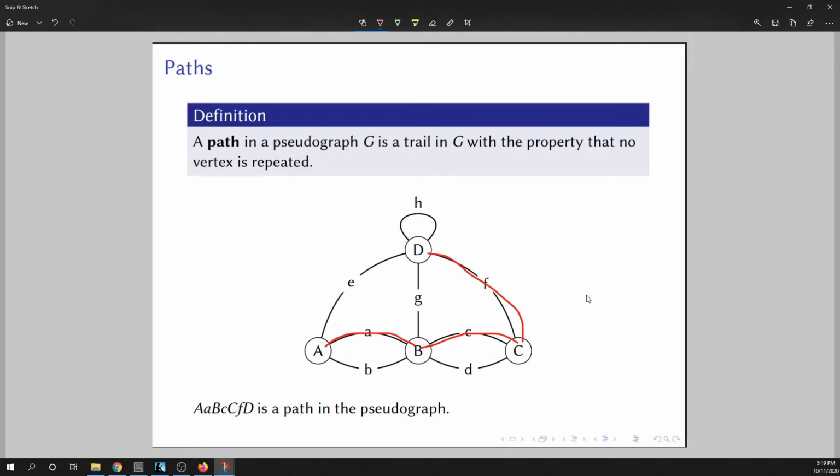This definition, if we are just looking at a graph, what we call a graph, what other books might call a simple graph, then this definition agrees with that definition that we talked about before.